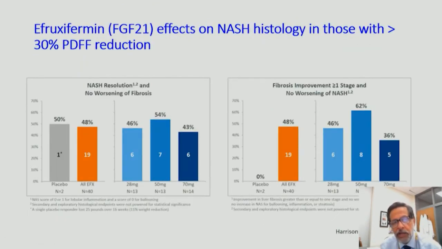And here are data with a FGF21 analog, efruxifermin, which shows improvement in NASH resolution. And in those, as shown on the right, who had more than 30% decrease in hepatic fat fraction, a significant improvement in fibrosis. Now, the numbers are very small, and this is now moving into a phase 2b/3 trial. And so we wait to see what this shows. Now, Bristol-Myers has another molecule called pegbelfermin, which we showed some years ago to reduce hepatic steatosis and improve ALT in the short term. How this improves histology will be shown at AASLD in a week's time.